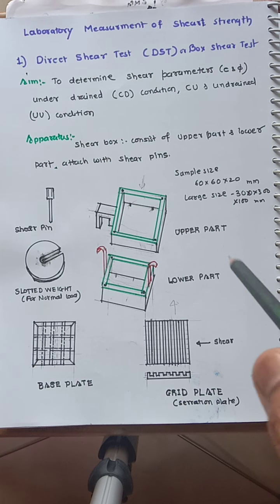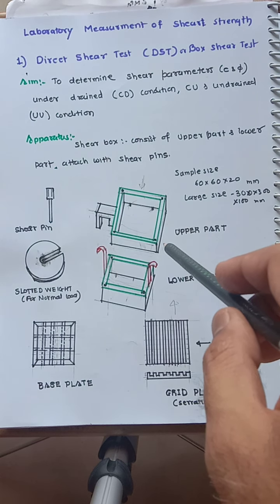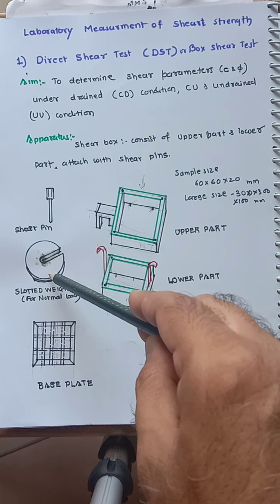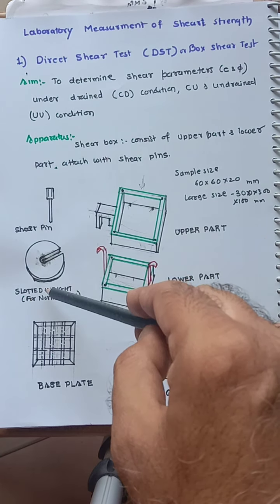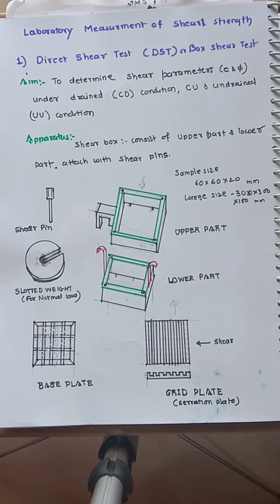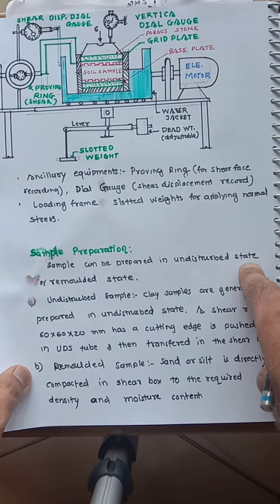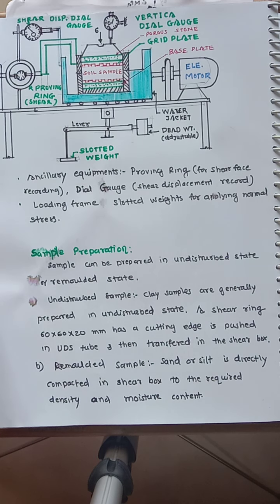Okay. The normal stress is applied with the normal force, which is with the help of plates. They have a slot. That's why they are called slotted weights. Okay. Now we'll see the box, the arrangement.